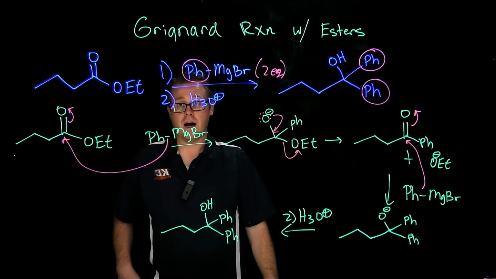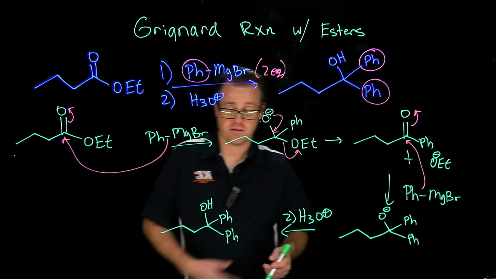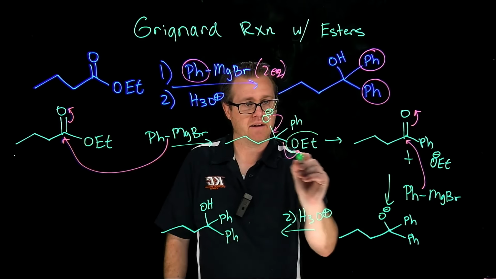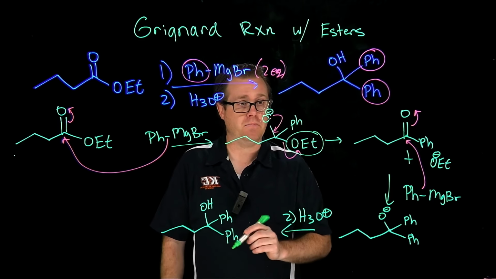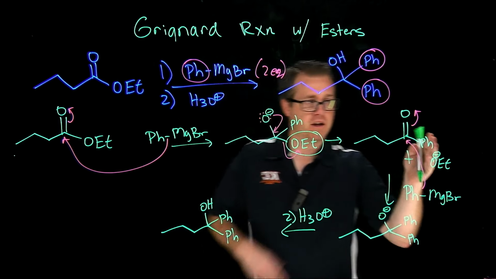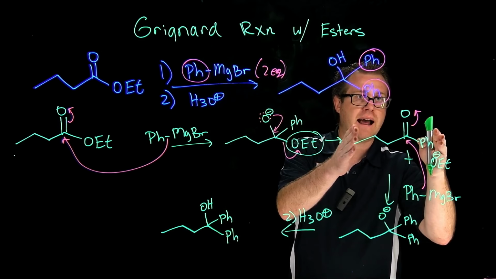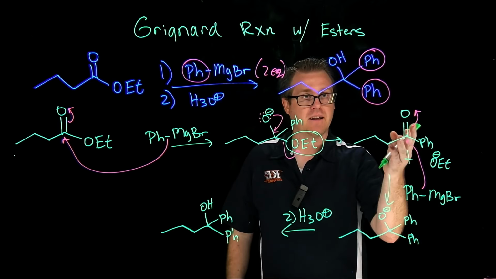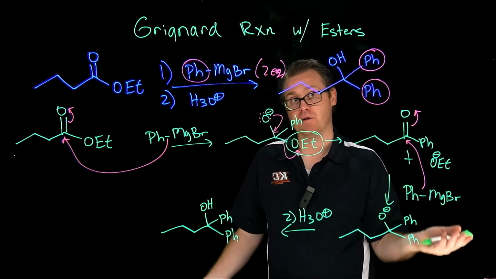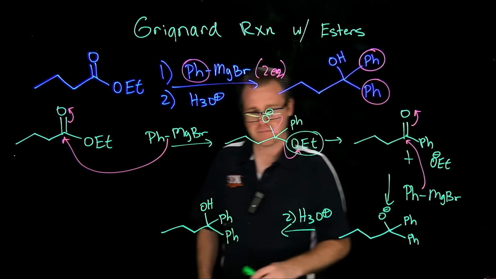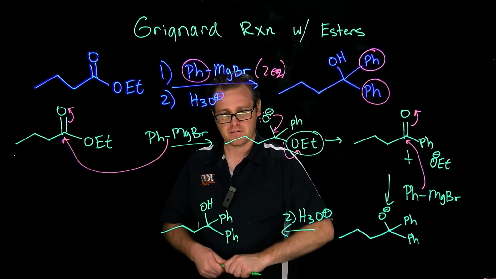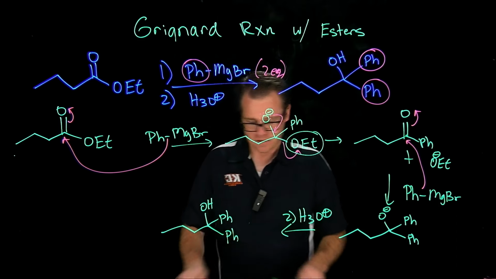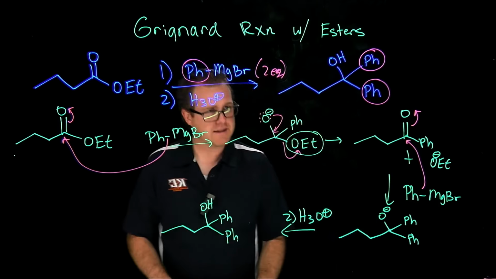So the reason why you can add the Grignard reagent twice to an ester is because you have this leaving group. And when that leaving group leaves, you generate a ketone or an aldehyde. And we've already seen previously that ketones and aldehydes react with Grignard reagents. Okay? So that's pretty cool. Let's see, what else?